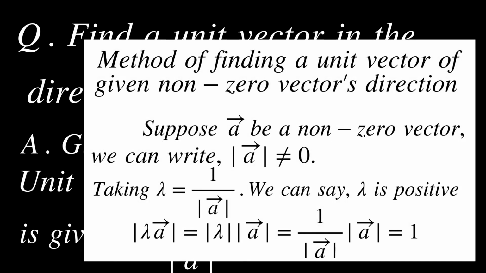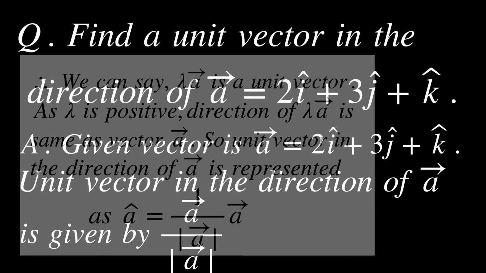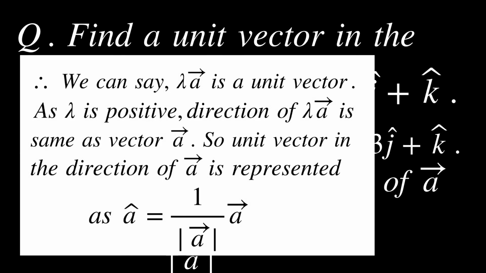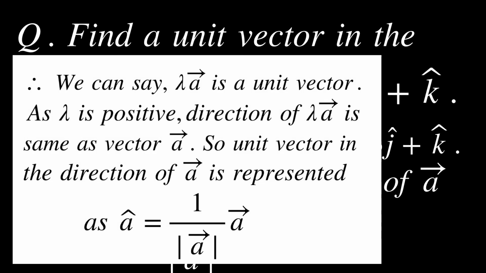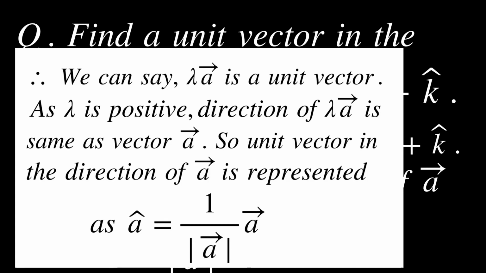Now what is the modulus of lambda vector A? It can be written as modulus of lambda into modulus of vector A, which is nothing but 1 by modulus of vector A into modulus of vector A. Modulus of vector A and modulus of vector A get cancelled and we'll get 1. Since we get modulus of lambda times vector A as 1, we can clearly say lambda vector A is the unit vector of vector A. Here one point to be noted is that since lambda is positive, the direction of lambda vector A is the same as that of the given vector A.